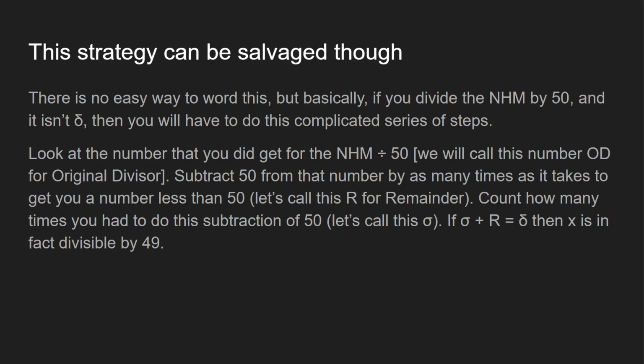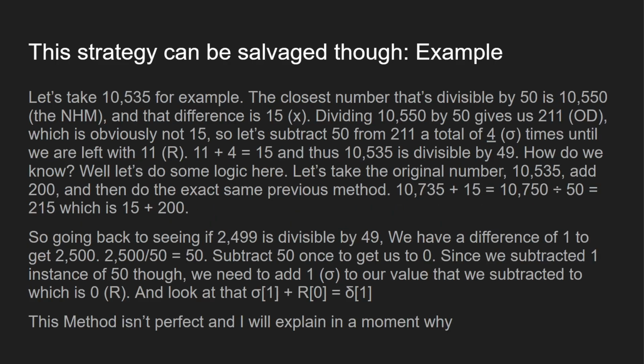So if you subtract 50 from that as many times as it takes to get you to less than 50, we're going to call this r for the remainder. Then we're going to count how many times you had to do this subtraction of 50. We're going to call this sigma, okay? And if sigma, the number of times you had to do the subtraction, plus our remainder equals delta, then x is in fact divisible by 49. Is this complicated? Yes. Let me show you an example, so hopefully it'll be less complicated.